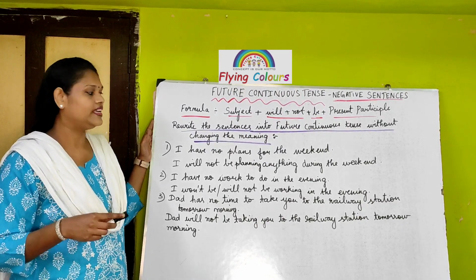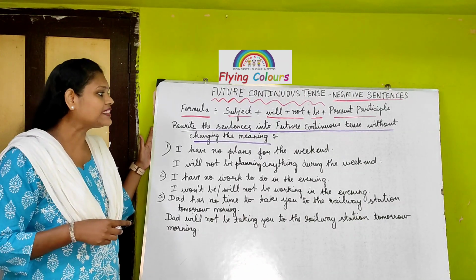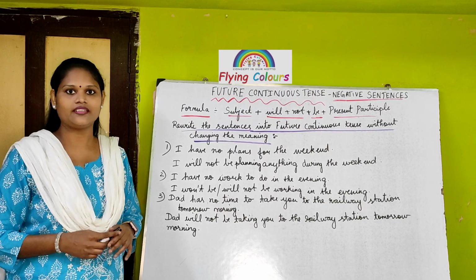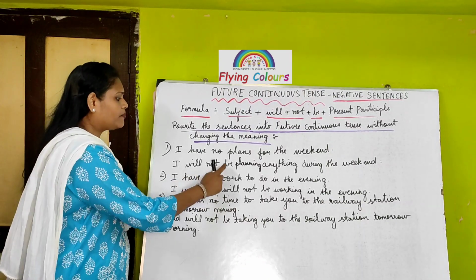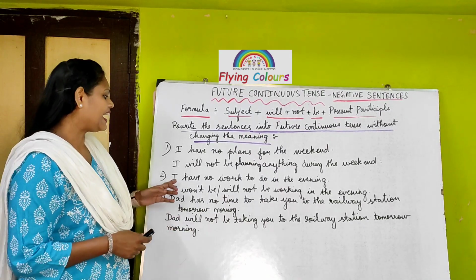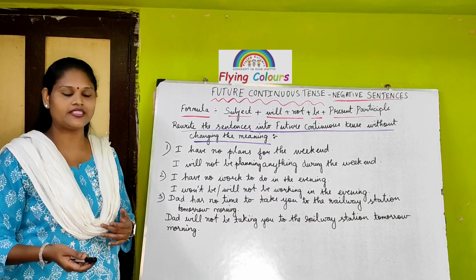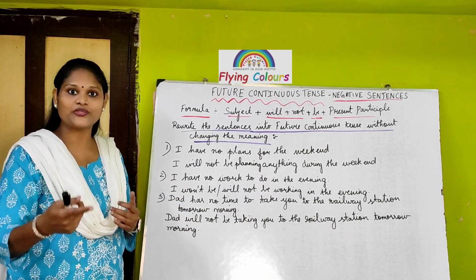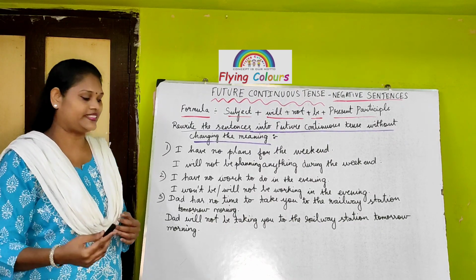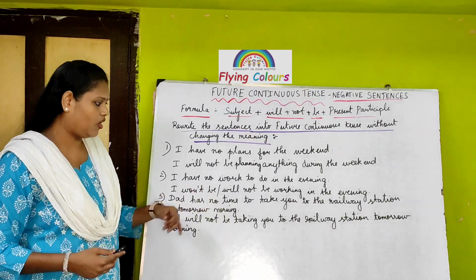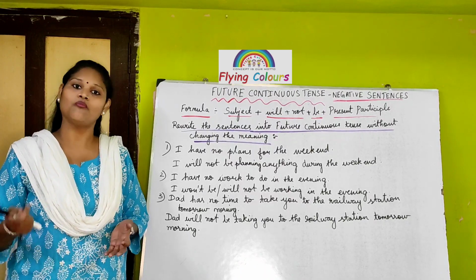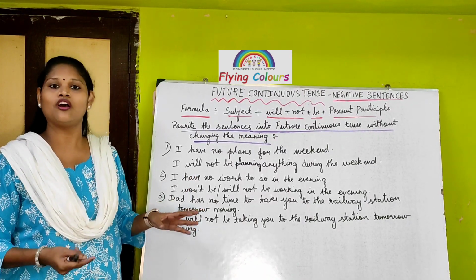Negative sentences, right? So, first sentence is, I have no plans for the weekend. I will not be planning anything during the weekend, right? This is the meaning. I is the subject, will not be is the formula, and planning is the present participle. Coming to the second sentence, I have no work to do in the evening, right? So, without changing the meaning, you need to change this particular sentence into future continuous tense. I won't be or I will not be working in the evening. You can write won't instead of will not. Both are same only. So, I have written both for your understanding.